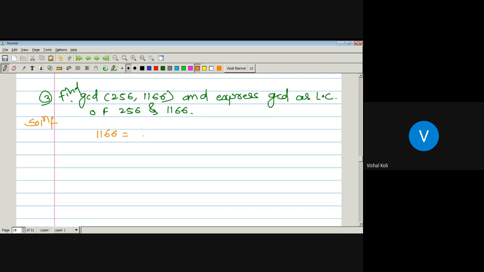We have to write 1166 as a multiple of 256. 256 into how many plus some remainder? 256 into 4, what should be its value? 1024, so the remainder is 142. Now we have to write 256 as a multiple of 142. 142 into 2 is 284, so 142 into 1 plus the remainder, which is 256 minus 142.